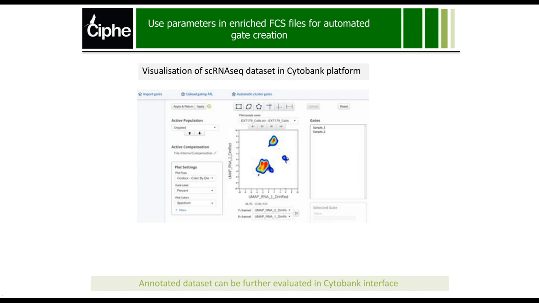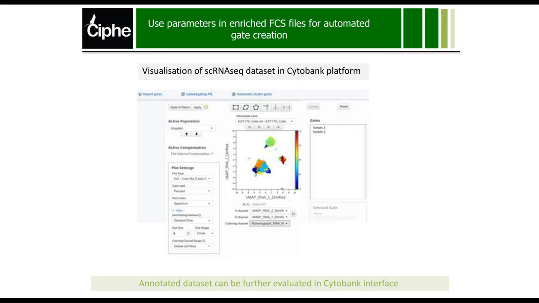Next, what I wanted to show you is a very, very cool possibility, that is to be able to derive gates from enriched parameters or cluster parameters. So for example, here we have a single cell genomic data set. I'm looking at UMAP dimensions.